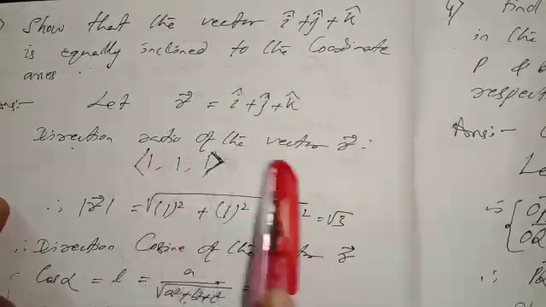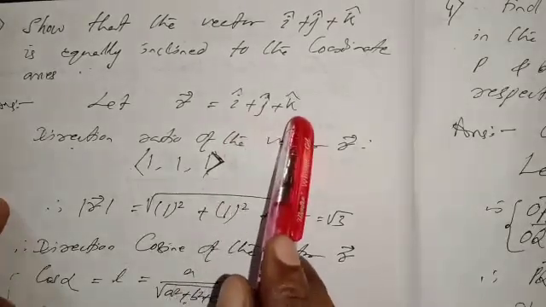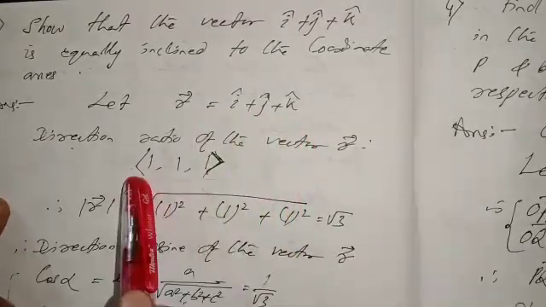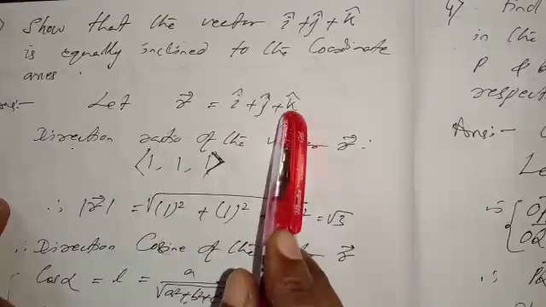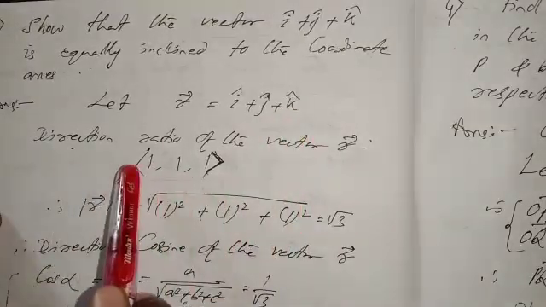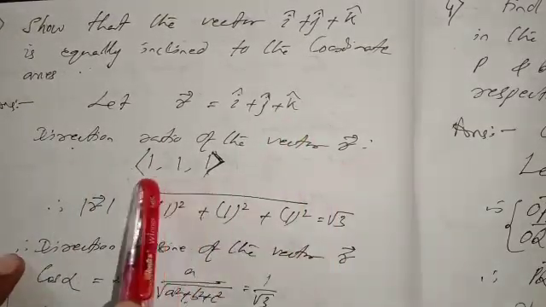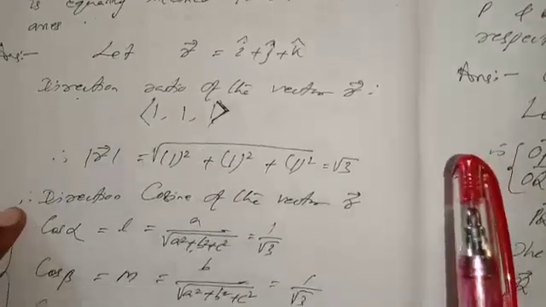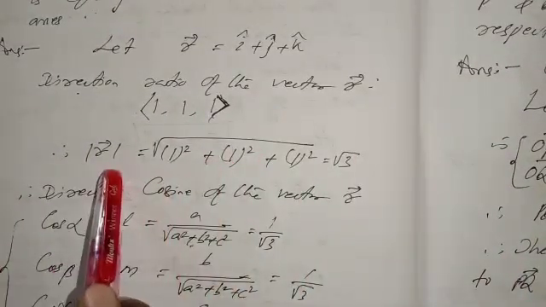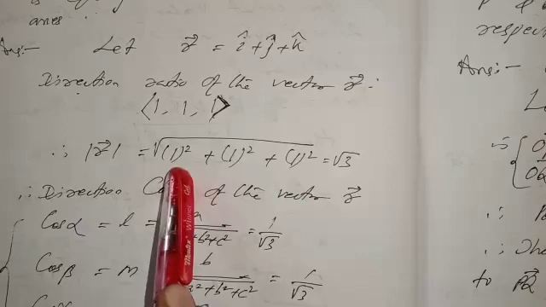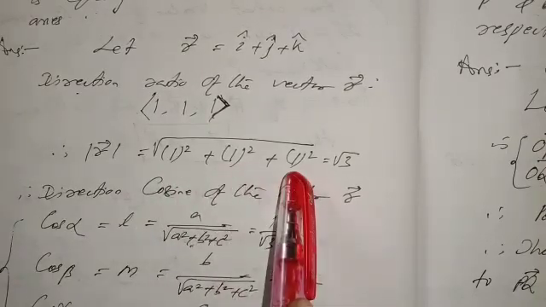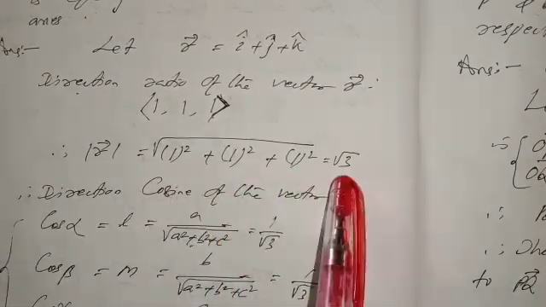The direction ratio of this given vector i plus j plus k: coefficient of i is what? 1. Coefficient of j, that is 1. Coefficient of k, that is 1. So this is called the direction ratio of the vector r, that is 1, 1, 1. Next you have to find out the magnitude of the vector r. Square root of i coefficient whole square plus j coefficient whole square plus k coefficient whole square, that will give you root 3.